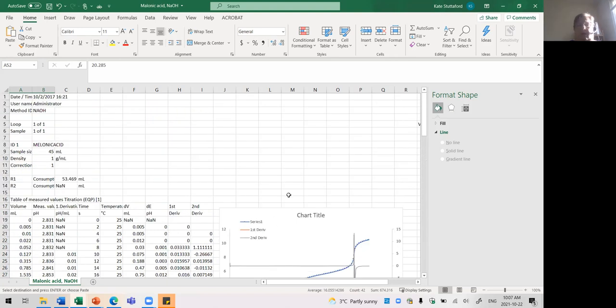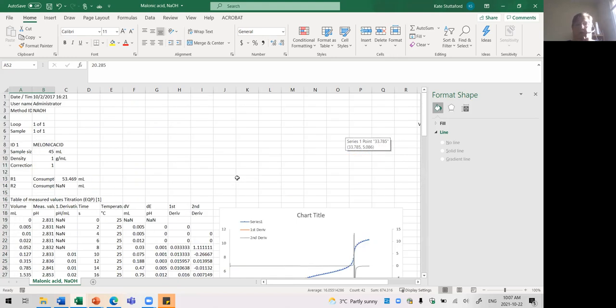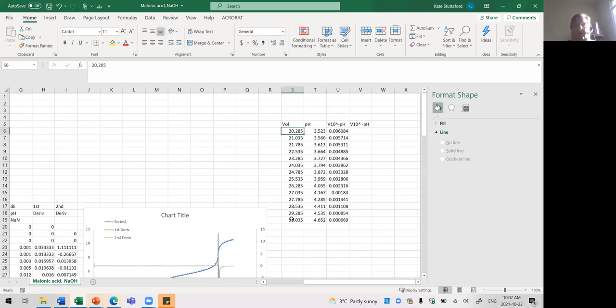So copy, and then, oh, actually, it's already up here. It's already been pasted up here, so I won't bother to paste it. Sorry, I'd forgotten I'd already put it up here. So this is just the data from 20 to 30 milliliters, copied the volume and the pH, and then I've calculated the volume times 10 to the negative pH numbers here. I don't know why those are numbers and not a formula.